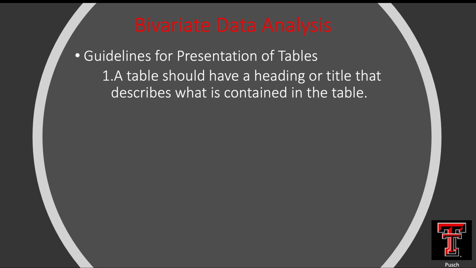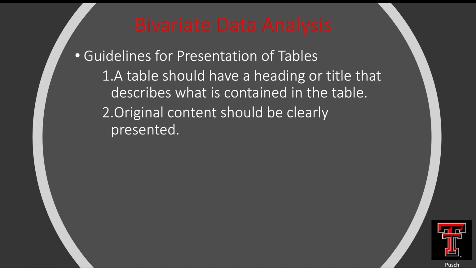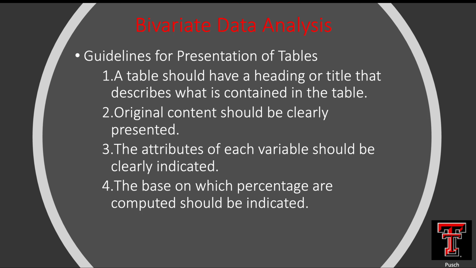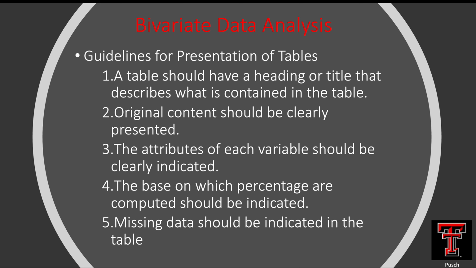So there's always going to be page limits when you're submitting to different journals. So by having tables, you have a lot of information in a small space. A table should have a heading or title that describes exactly what's in it. Original content should be clearly presented, and the attributes of each variable should be clearly indicated. Also, the base on which percentages are computed should be indicated as well. Usually we do this by stating the sample at the bottom of the table. So we'll say, the sample was 900 people.